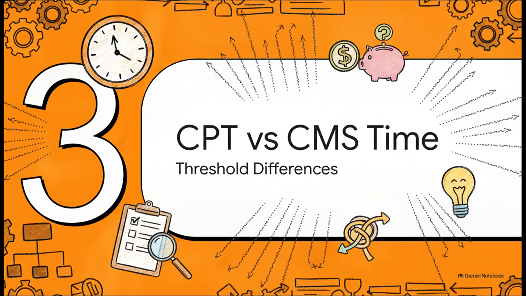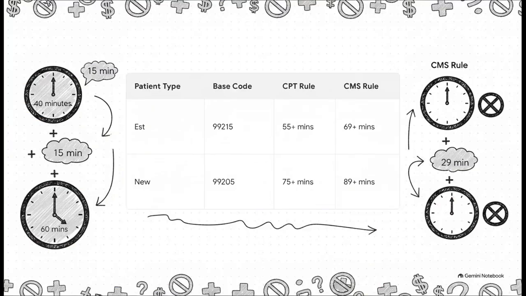All right, Section 3, CPT versus CMS time thresholds. We're getting into the payer nuances now, which is exactly where coders face the most confusion and, frankly, the highest risk of failed audits. This brilliantly illustrates the glaring discrepancy between CPT rules and Medicare rules. Let's take an established patient first. Your base code is 99215, which has a time threshold of 40 minutes. Under standard AMA CPT rules, your first unit of prolonged time kicks in the second you complete a full 15 minutes over that base. So 40 plus 15 is 55 minutes. Boom, you hit 55, you bill 99417.